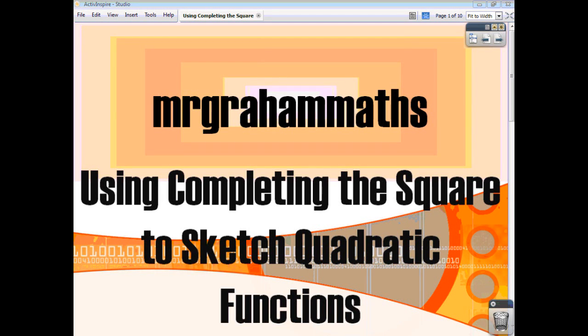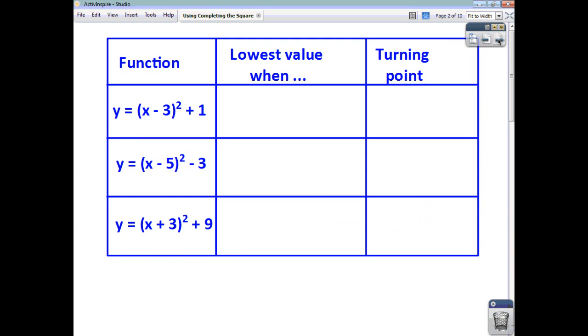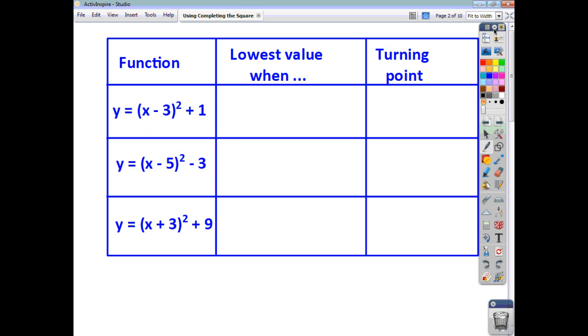In the previous video, we looked at how to complete the square. And in this video, we're going to look at how we can use completing the square as a means of extracting information about a quadratic function quickly and easily. So, if you think of a quadratic function when you have completed the square, this is the kind of thing that you can expect to see.